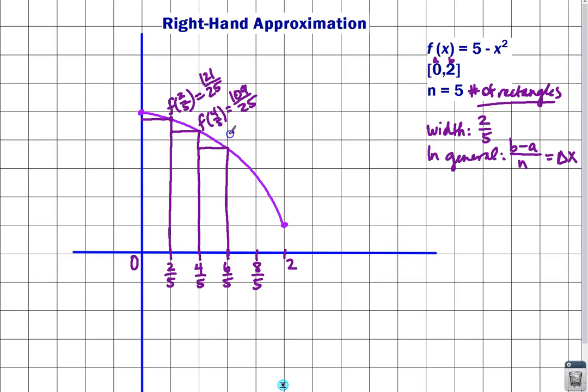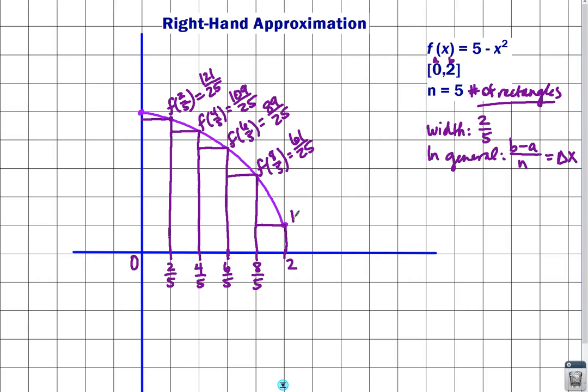So then f of 6 over 5. So 36 25ths from 125 25ths. So that's going to give you 89 over 25. This guy right here is f of 8 over 5. And that height is going to be 61 over 25. And this last rectangle here should be pretty straightforward. 2 squared is 4. Take that away from 5 and you get 1.